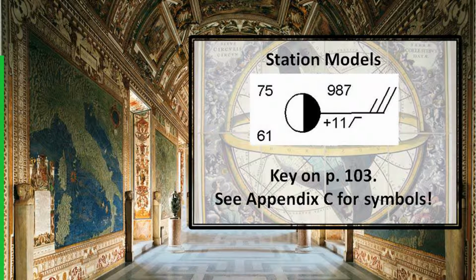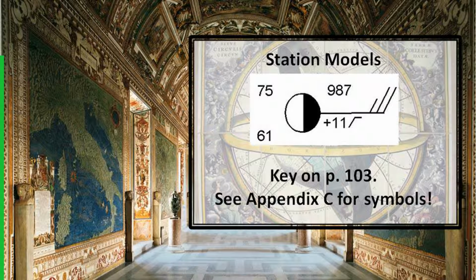Remember, station models are that little cluster of symbols that we put on a weather map by each weather station that gives information about things like the temperature and the dew point and the pressure and the current weather going on and so on. That little part of the activity is really not that big of a deal. There's a key that helps you understand how to decode those symbols. I think it's on page 103. If you go to Appendix C way in the back of your lab manual, there's lots of other symbols provided that will help you decode how that symbol works.